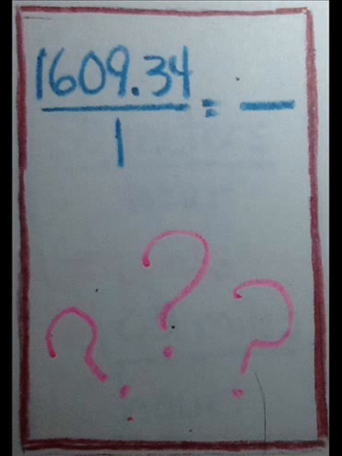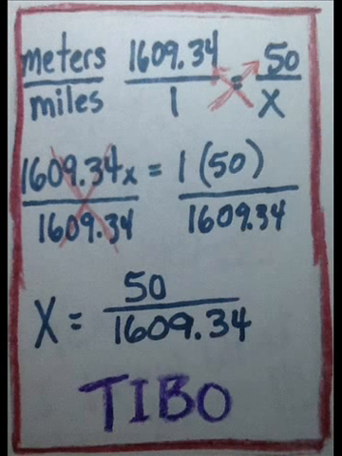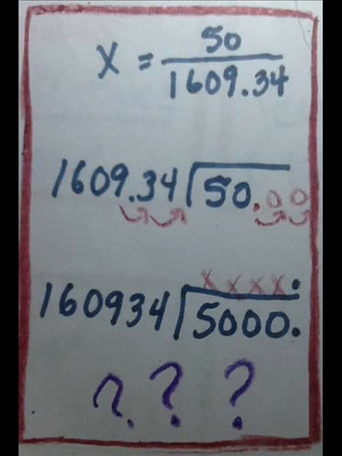I responded, Leo, you forgot a step. Do you know what you were missing? Oh yeah, he said. I forgot to label. Well, that makes it easy. The 50 represents meters, so I will put it next to the 1,609 and 3/4. Now I place the variable and use the cross products to create the equation. Now I use Tybo, top in, bottom out, so I put the top number inside the division house and the bottom number outside of it and divide.